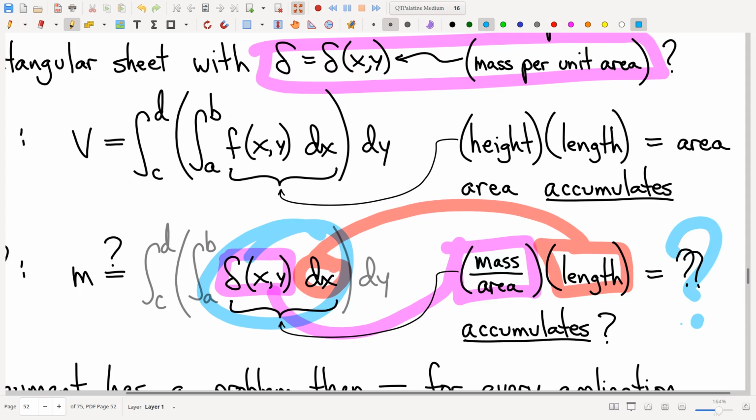Mass per unit area, the deal with mass per unit area is that this is something that if you multiply it by area, then it will give me mass. That's its job, right? Its job is you multiply by area, you get mass. I don't know what happens when you multiply it by length, and I don't know what happens when you multiply it by other things either. So, dead in the water, right?